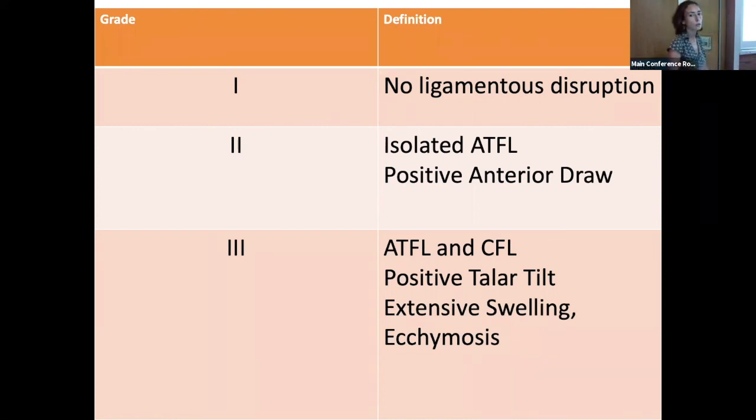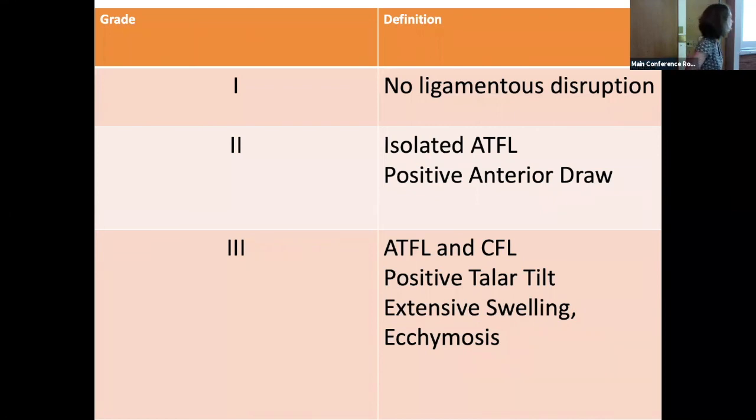Grade 2, this is an isolated tear of your ATFL. The patients may have a positive anterior draw on physical exam, and we'll talk about what that means in just a second. And then, these patients, you probably get an x-ray because they may not be able to walk as well. They'll be extensively swollen, they'll have tenderness, and they'll have laxity on ligamentous testing if you're able to perform it.